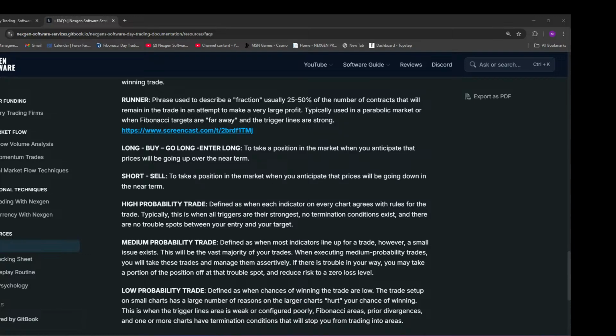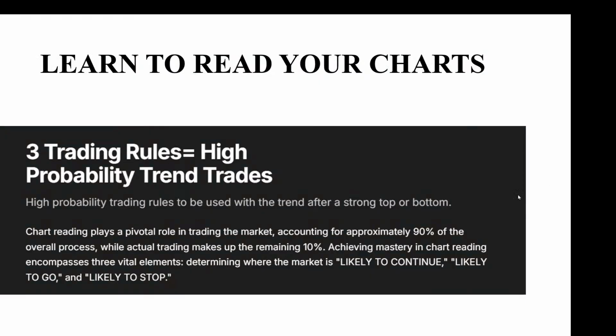And the best thing about the high probability trend trade, and this is my goal for you guys every morning, is that it teaches you to read your indicators. It teaches you to become a chart reader, which means that you're going to be able to look at your charts and say to yourself out loud, I have this advantage and that advantage, and I don't have this advantage, and my rules are met or my rules are not met. And that's all you're going to do. 90% of your day is going to be reading your charts.